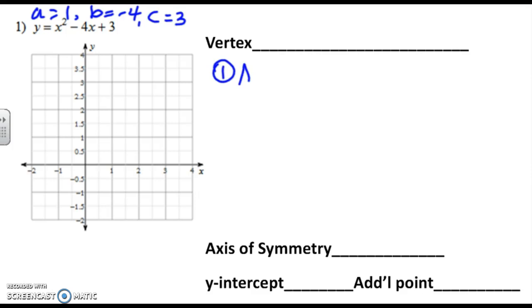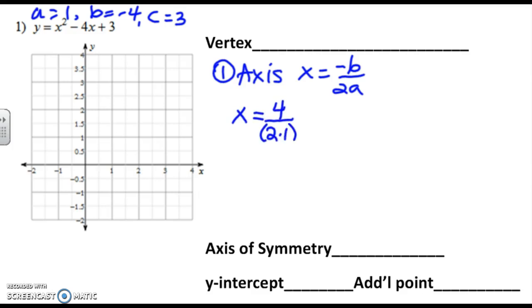So we're going to get our axis of symmetry first. And we're going to use that opposite of b divided by 2a. And in that case, opposite of b is going to be positive 4 over 2 times 1. So you get 4 over 2, which is x equals 2. And don't forget your x equals.